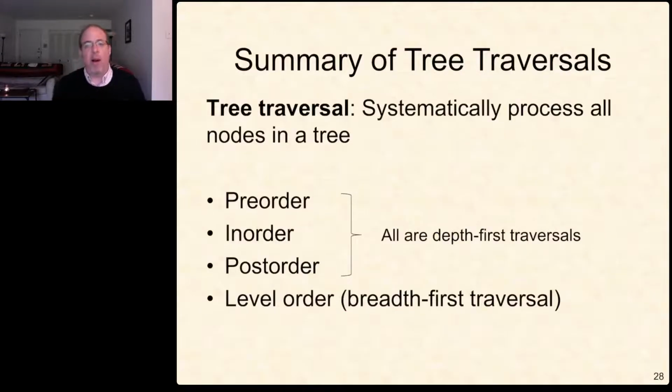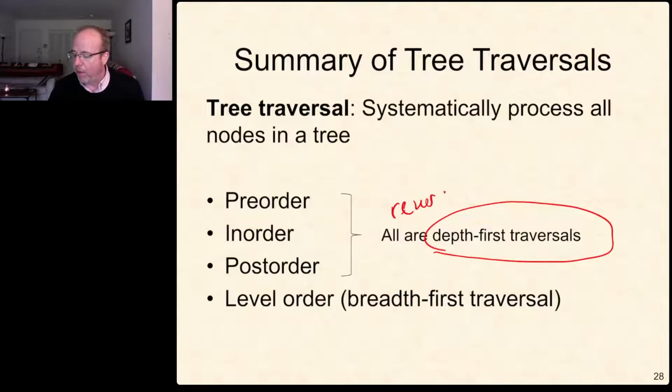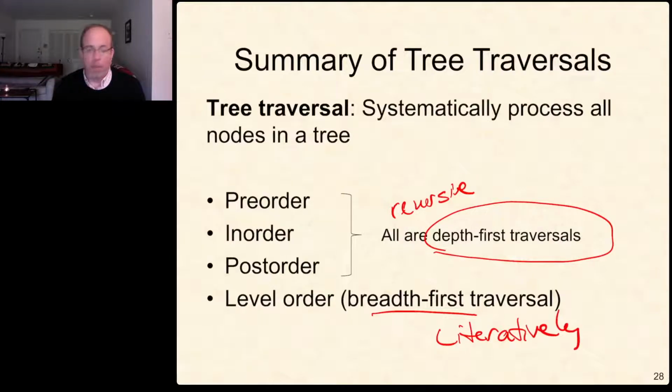All right, so to summarize, pre-order, in order, and post order are all depth first recursive traversals, level order is breadth first, and it turns out we will write this iteratively when we get to that point.